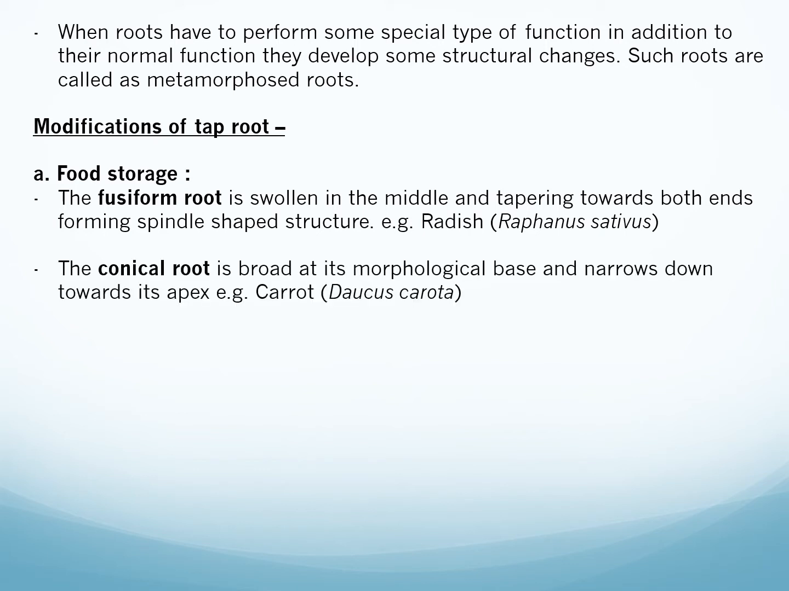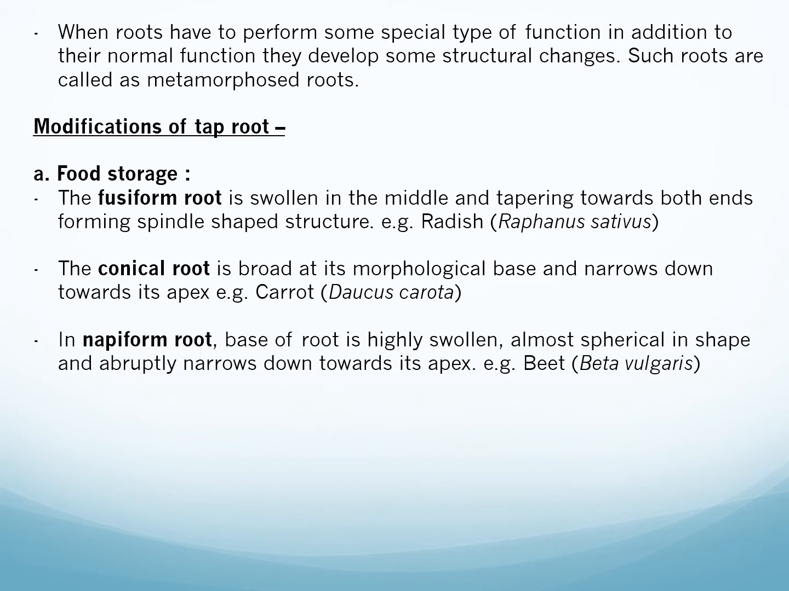The conical root is broad at its morphological base and narrows down towards its apex. Example, carrot or Daucus carota. So in conical root, the base is quite wide, it is quite broad, and then the apex it narrows down, as we see conical root in carrot.